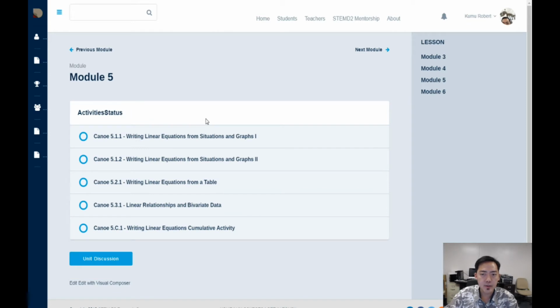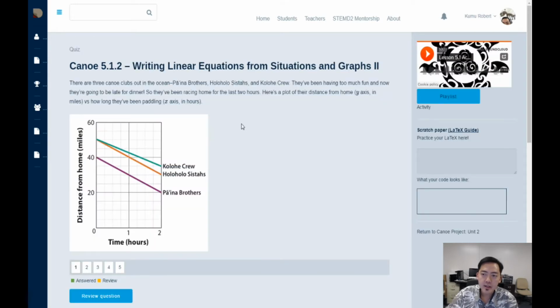Here are the activities for Module 5, which is about writing linear equations. The first activity that we'll be discussing is Canoe 5.1.2. This is the second activity that corresponds with Lesson 5.1 in the Go Math book. In this activity, we will be looking at 3 canoe clubs: the Pa'ina brothers, the Holo Holo sisters, and the Kolohe crew. So these 3 canoe clubs are right now in the ocean, but they need to come home. For the last 2 hours, they've been paddling as fast as they can.